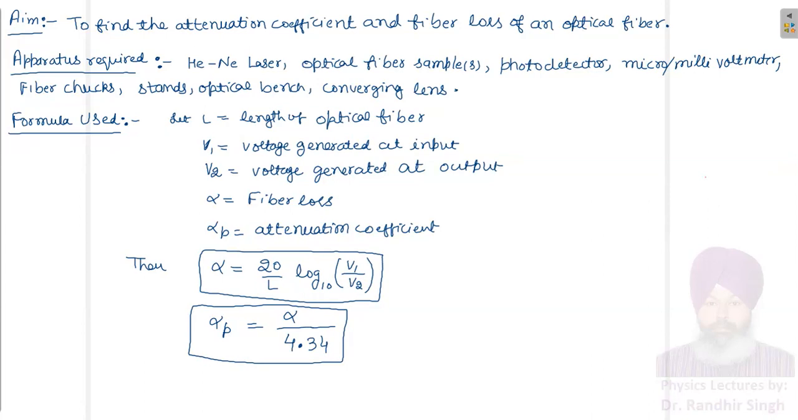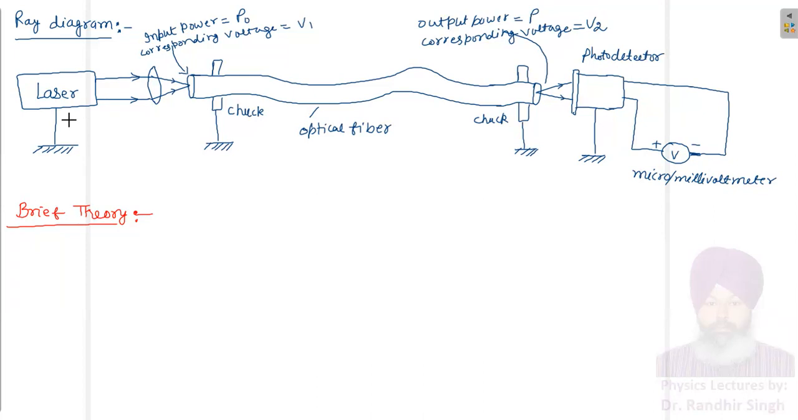Let me go to the next page. So this is the ray diagram. The laser will produce a parallel beam of light, and this parallel beam of light will be converged to a point with the help of a lens. After this light is converged by the lens, we put this light into an optical fiber. This light will travel through the optical fiber using total internal reflection, and eventually it will come out of the optical fiber, where it will be detected by a photo detector.